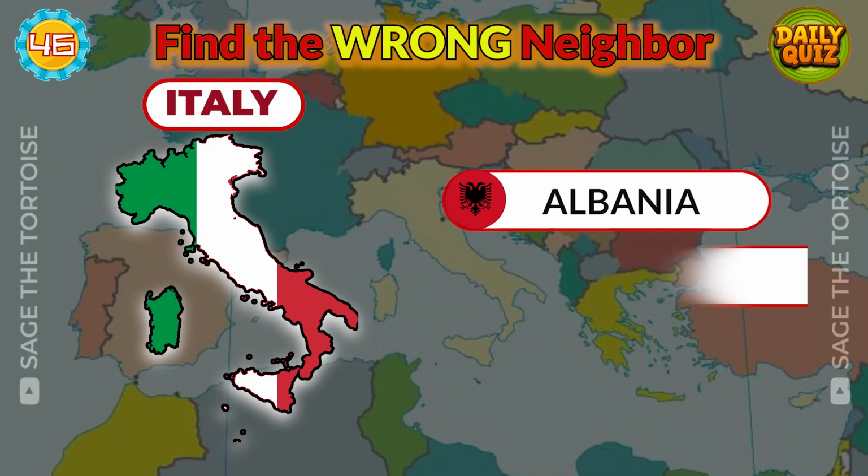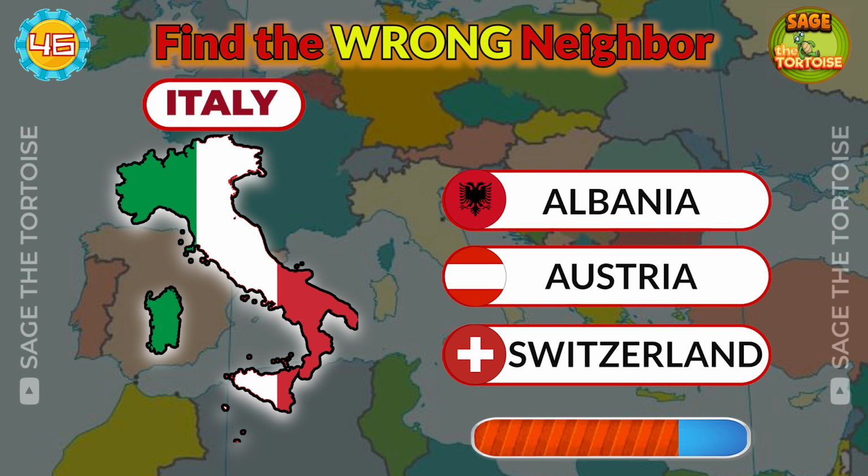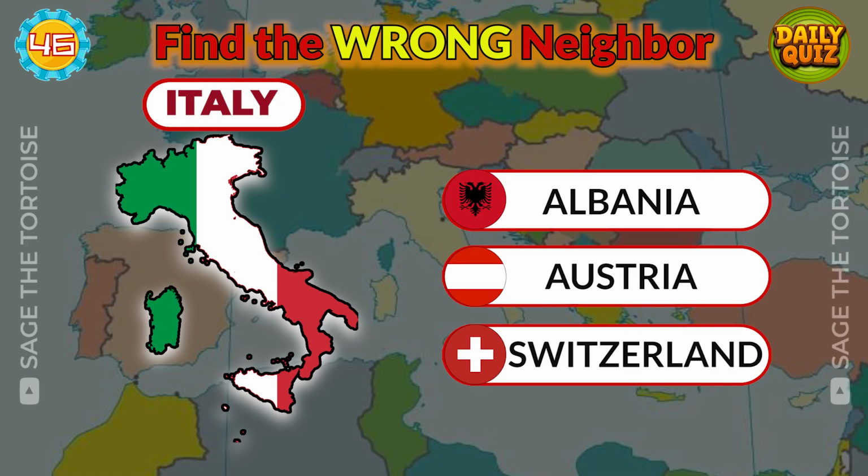Italy borders Albania, Austria, and Switzerland. Which one is wrong? The answer is Albania.